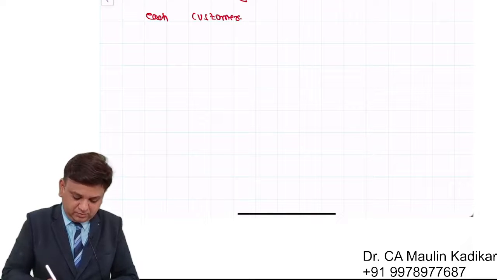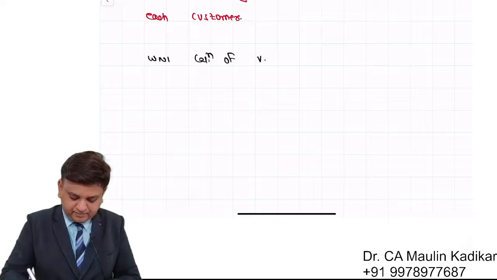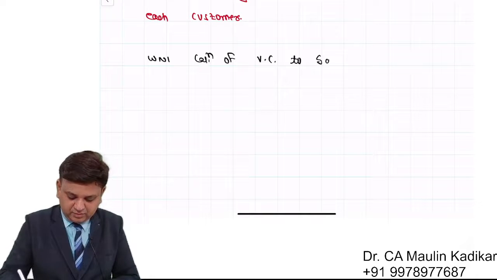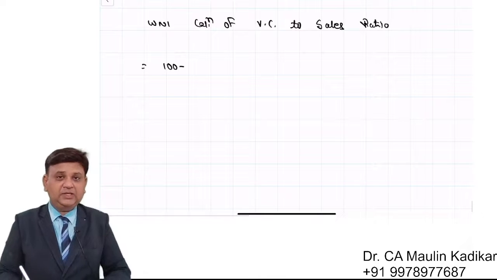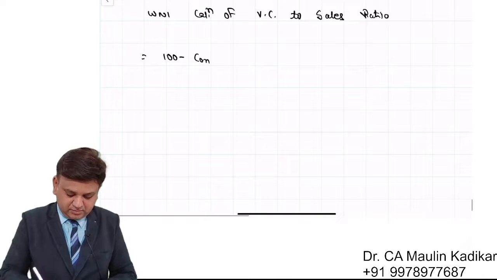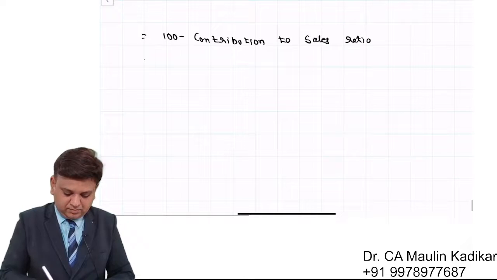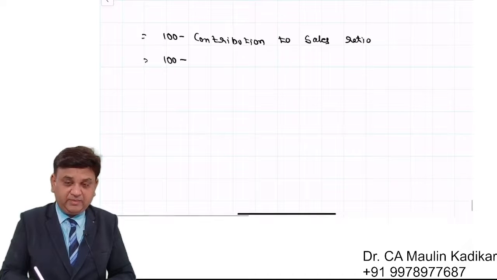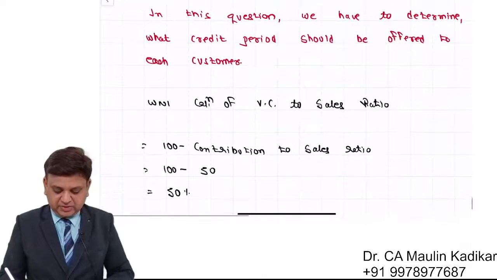In that, working note number 1, calculation of variable cost to sales ratio. It is 100 minus contribution to sales ratio. 100 minus 50, so it comes to 50%.